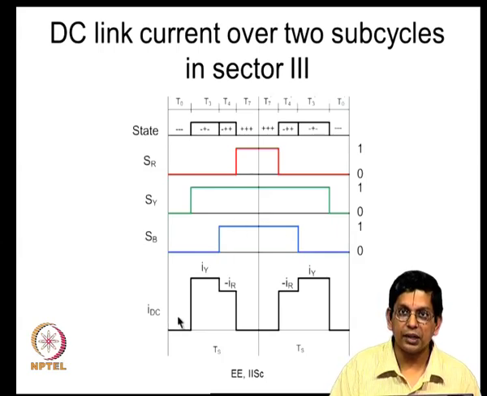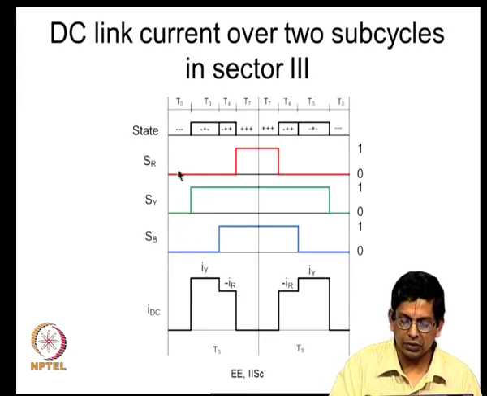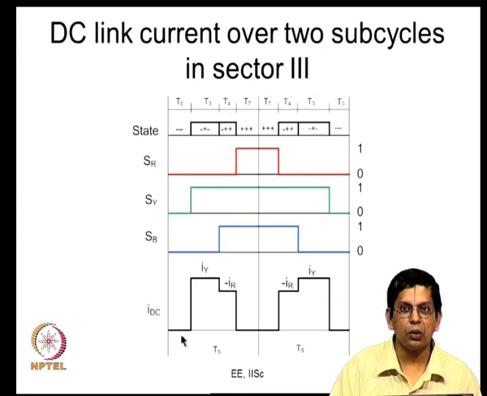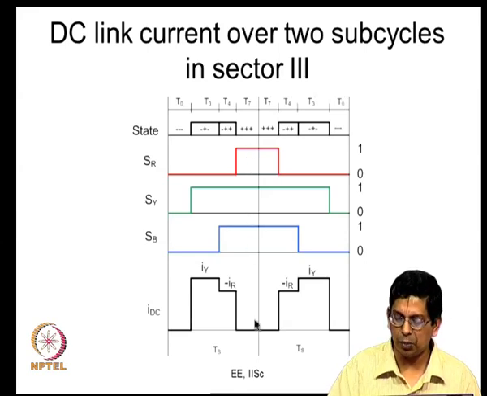So, what is your DC link current? It is still the same thing, it is SR IR plus SY IY plus SB IB. If you take the 0 state, as I mentioned before, the DC link current is 0. Again, what happens at the end? It is plus, plus, plus everywhere. So, SR is equal to 1, SY is equal to 1, SB is equal to 1. Therefore, DC link current is IR plus IY plus IB, which is again equal to 0. And how about in between? It is minus, plus, minus. So, the current is equal to IY.